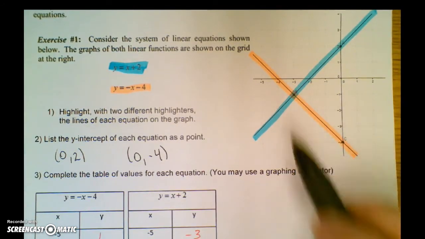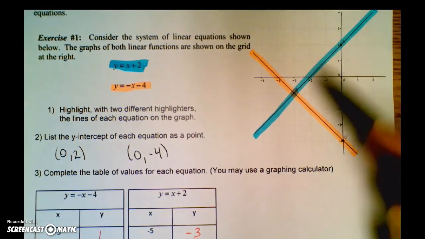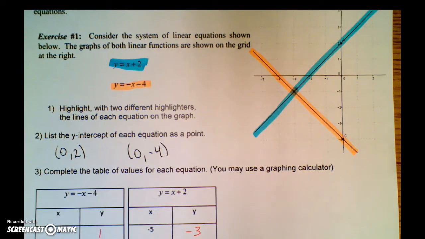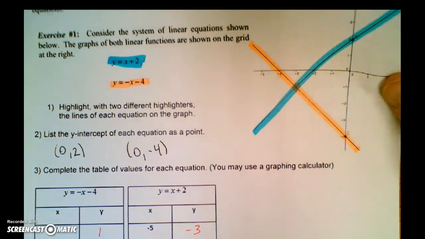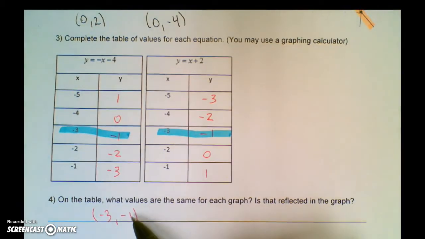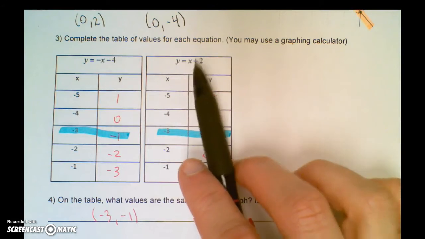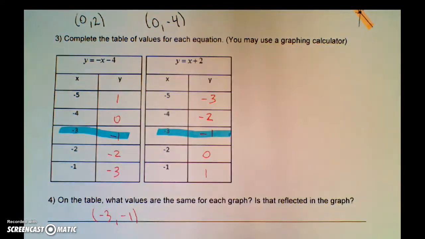negative 3, negative 1. So to solve a system of equations by graphing, you can graph both lines and see where they intersect. That's all you're looking for. And really, all that really takes is either graphing the line or looking at the tables and seeing what coordinates they have in common. So each solution for these two equations is negative 3, negative 1. Okay, so let's try some more examples.